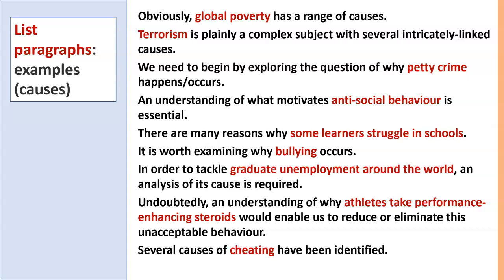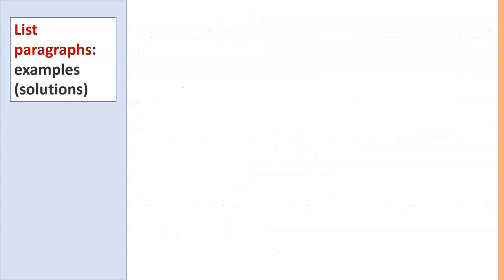The difference here is that you will spend the rest of this paragraph giving a list of those causes. Similarly with the second one, terrorism is plainly a complex subject with several intricately linked causes, and you spend the rest of the paragraph supporting that topic sentence, but supporting it with a list of ideas. So it's not quite the same as the other type of sentence. Let's have a look at other examples. So solutions.